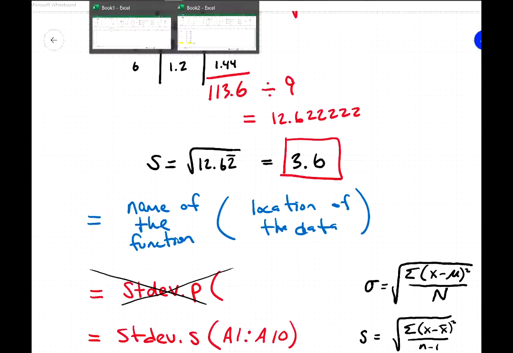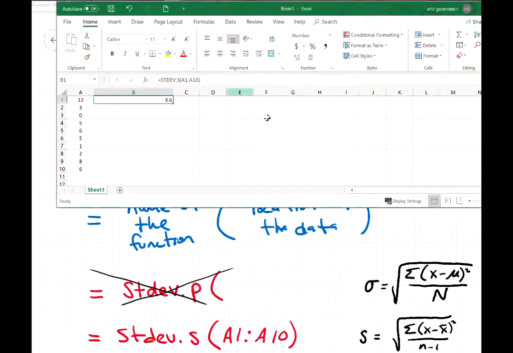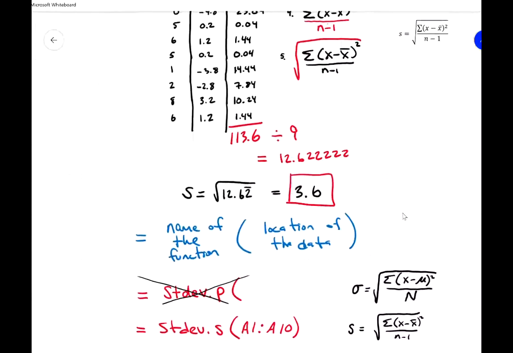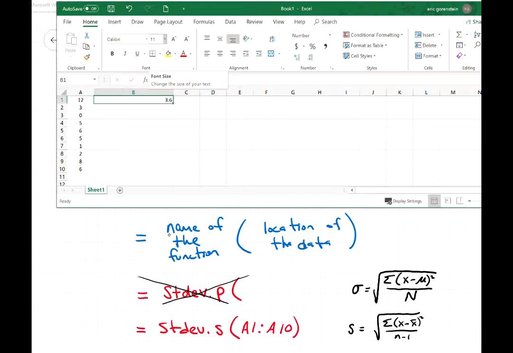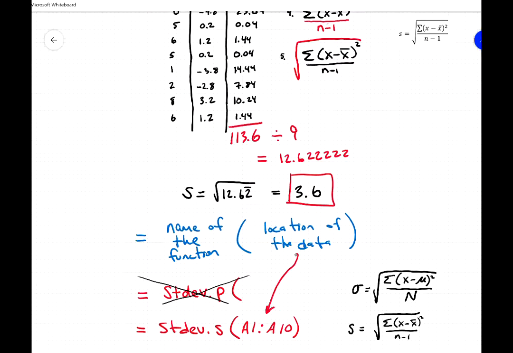Let's bring that back. Trying to fit everything on the screen. Okay, there we go. So the equal sign, name of the function, location of the data. So we have equal sign, the STDEV.S, that's the standard deviation of a sample. And then in parentheses, the location of the data. And that's position A1 through A10.